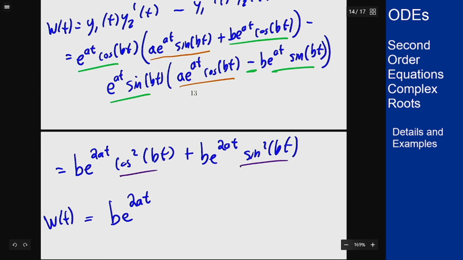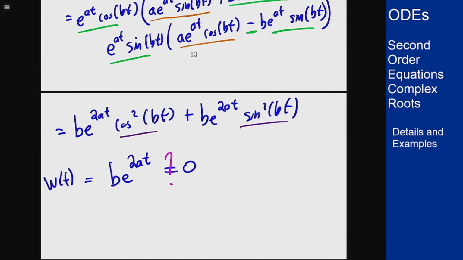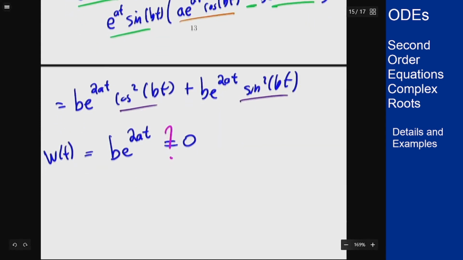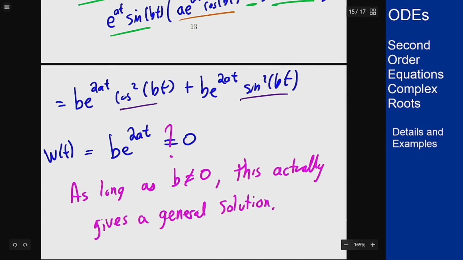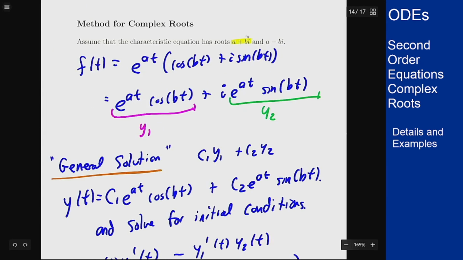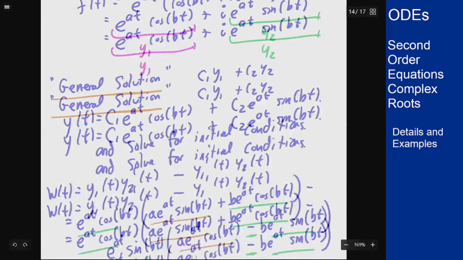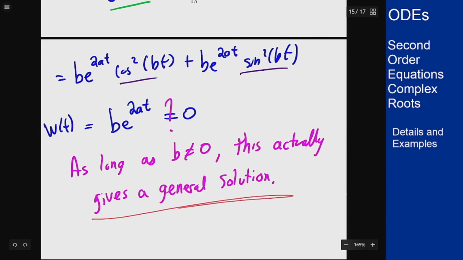Now, is this function 0? The answer is no, it's not, as long as b is non-zero. So as long as b is not equal to 0, then this actually gives a general solution. I have found two solutions that are different enough because the Wronskian is non-zero, and we're good to go. But we know that b can't be 0. I'll go back to my roots. The roots were a plus bi and a minus bi. If b is 0, I don't have complex roots at all, and I'm in different cases. So I would only be here if b was non-zero, so therefore I know b won't be 0, and so this will give us a general solution every time.